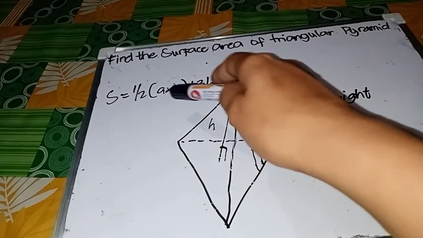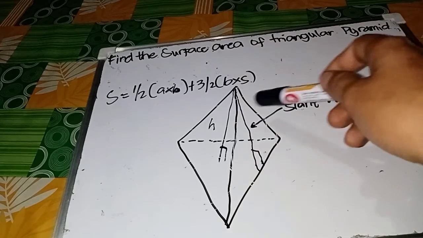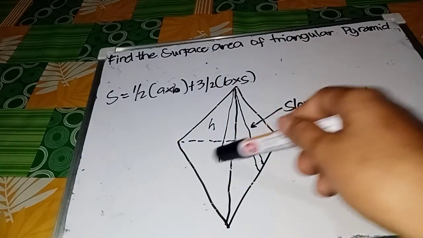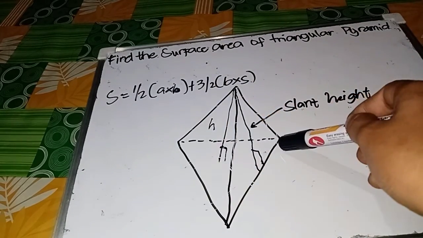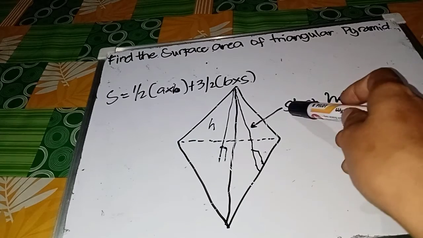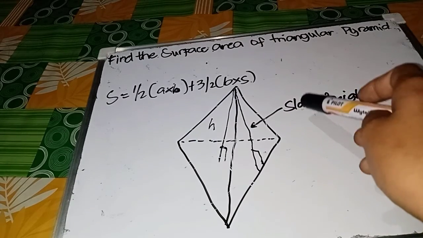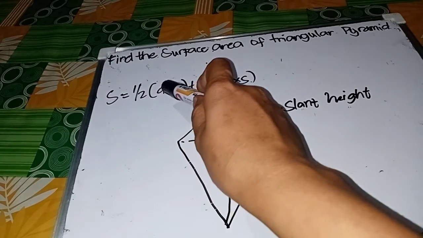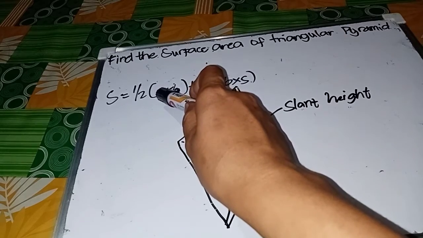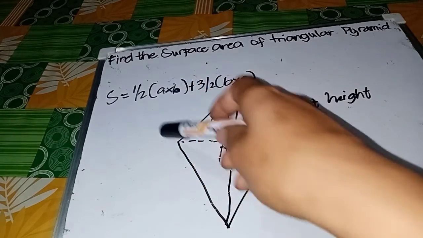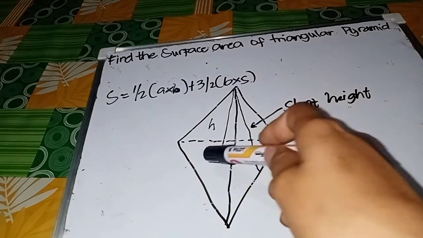B is the side of the triangular pyramid's base. A is the height of the base triangle. S is the slant height of the triangular pyramid. 1/2 times A times B is the base area, and the rest is the area of the triangular faces.